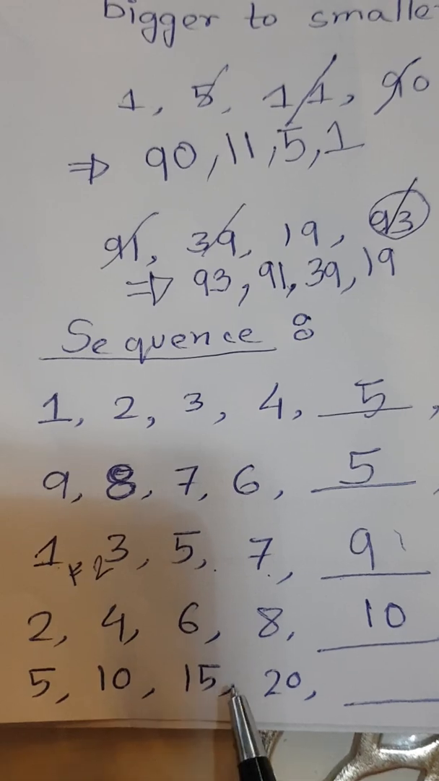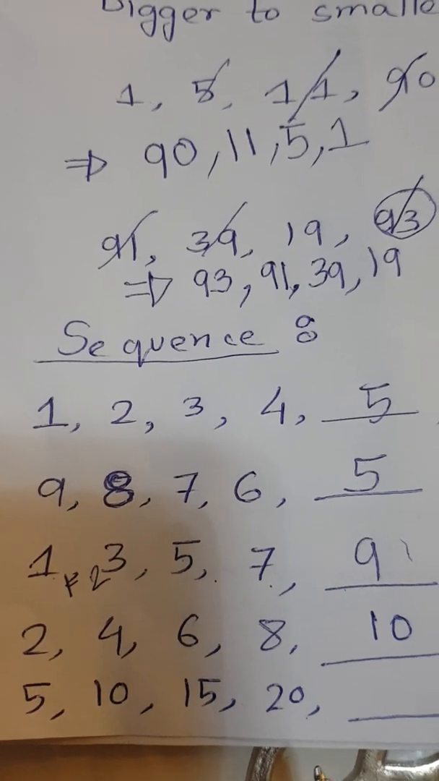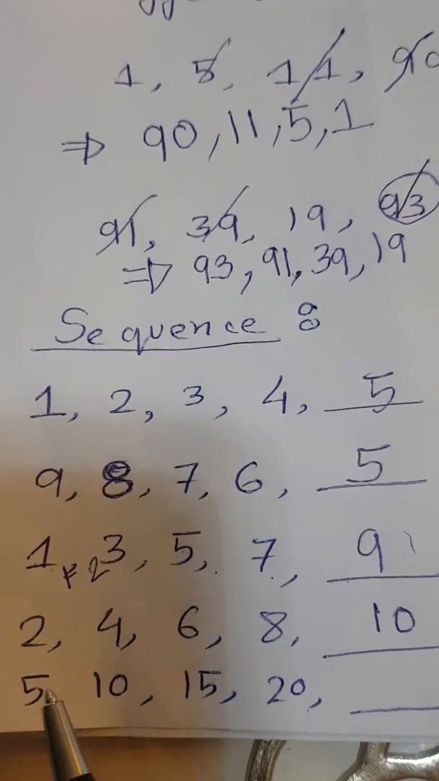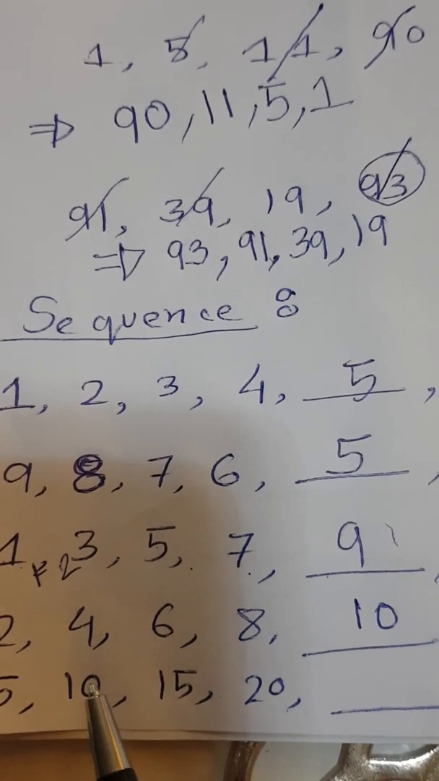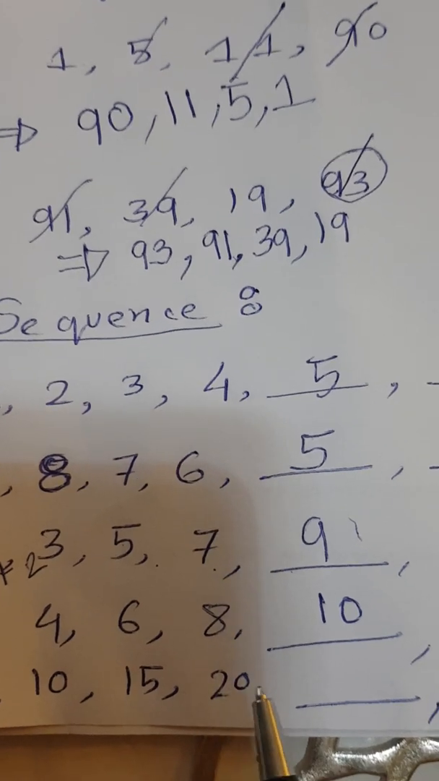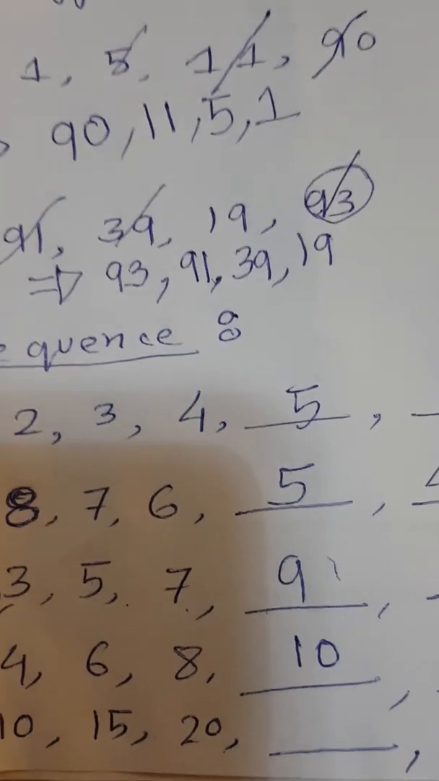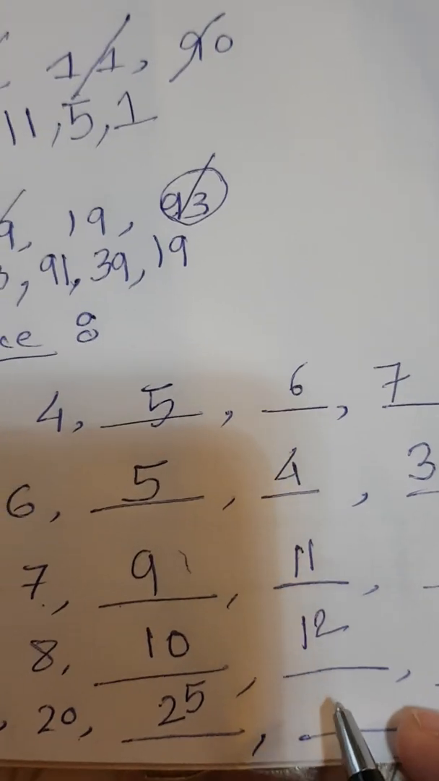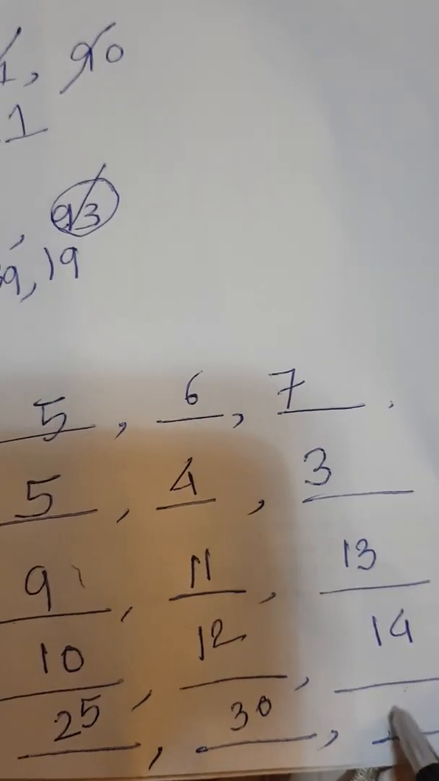5, 10, 15, 20. What's happening here? Can you guess? See here it is a sequence where they are adding 5 more. 5 more, it becomes 10. Plus 5, 15. Plus 5, 20. So what is the next number? Plus 5, 25. What will be the next number? 25 plus 5, 30. 35.